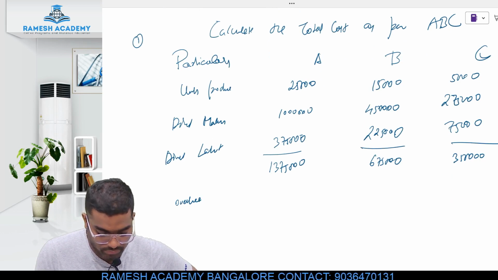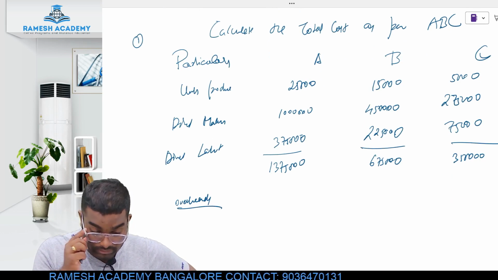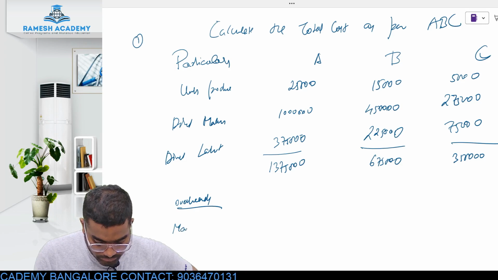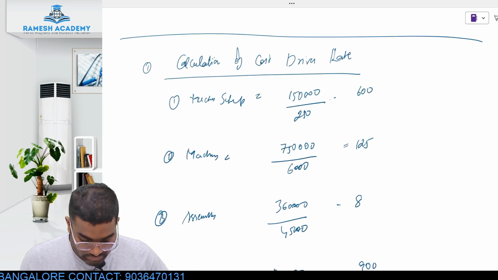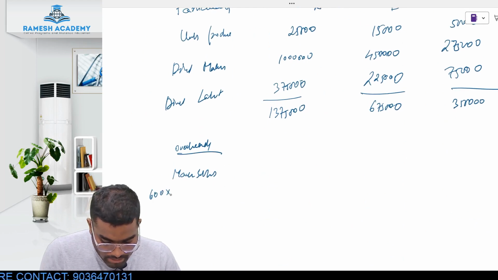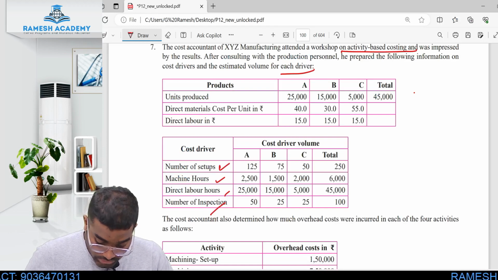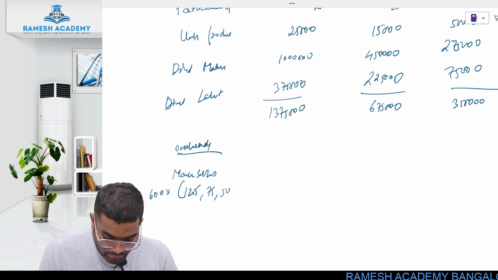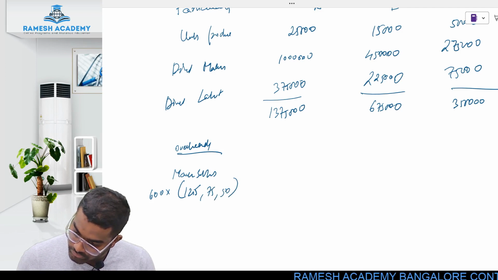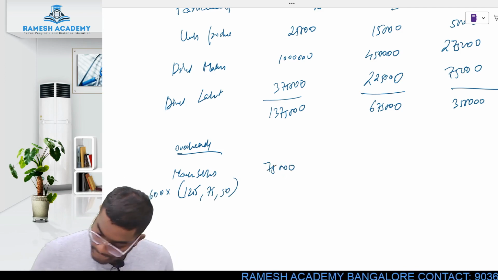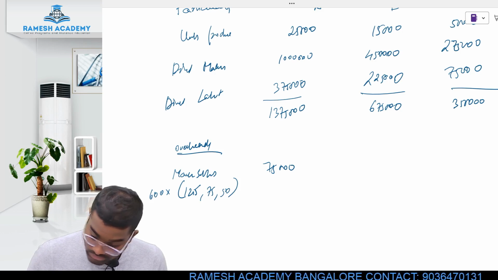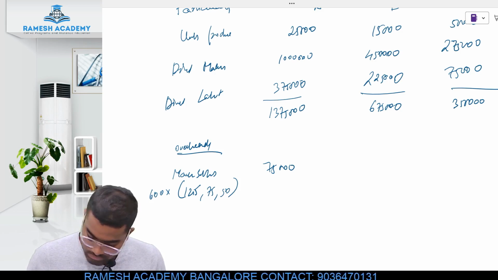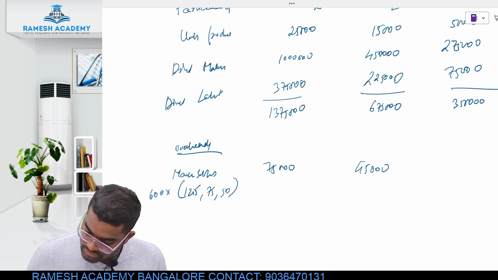Now overheads, we have the overhead rate and the activities or the cost driver volume. So first was machine setup, 600 in the ratio of 125, 75 and 50. So 600 into 125 is 75,000. 600 into 75 is 45,000. And 600 into 50 is 30,000.